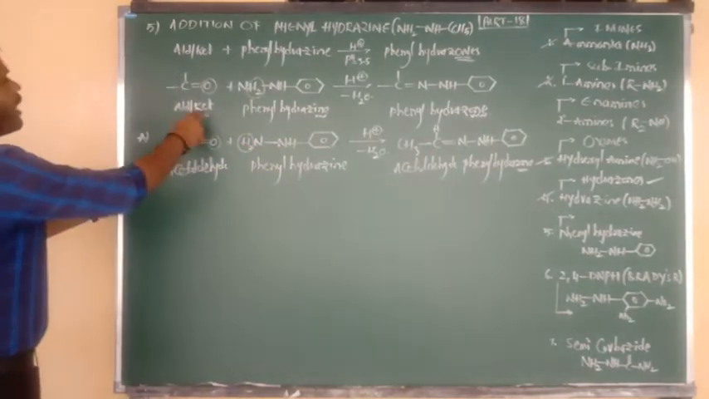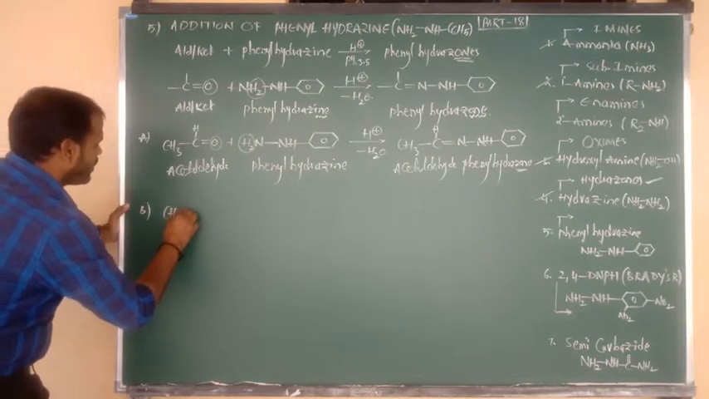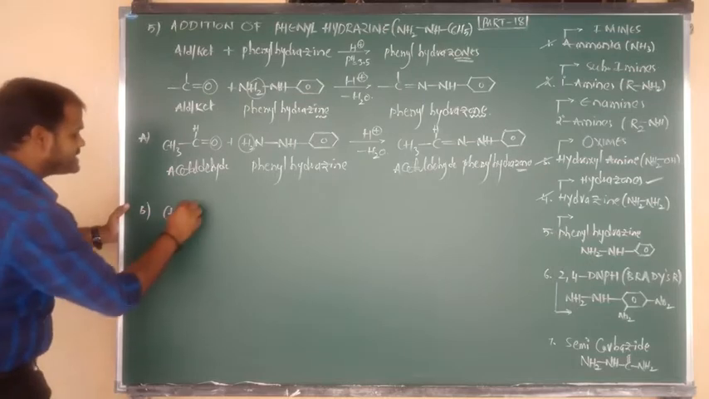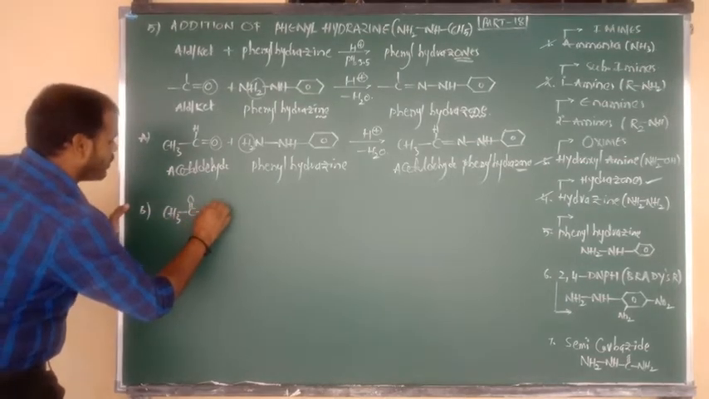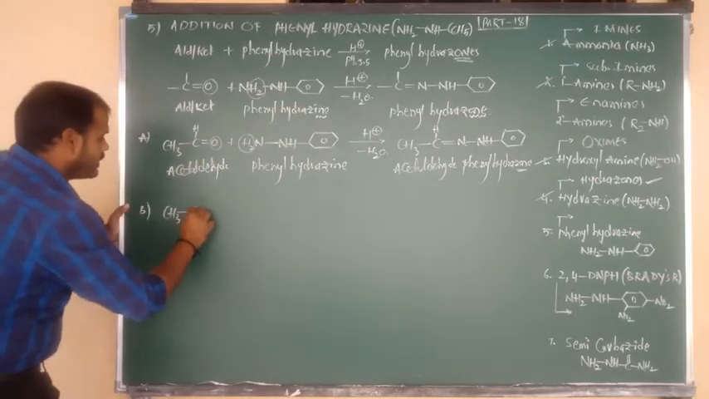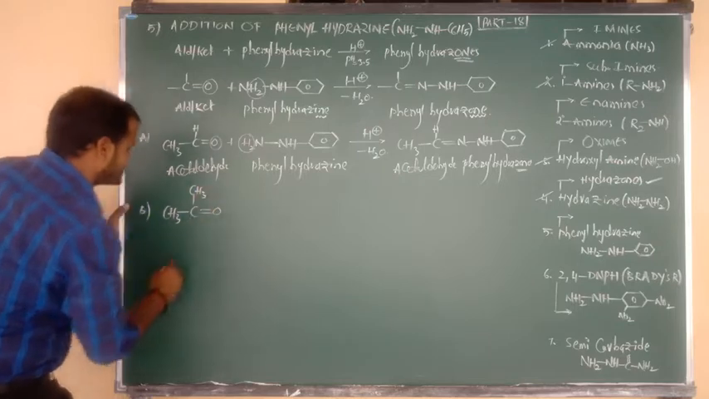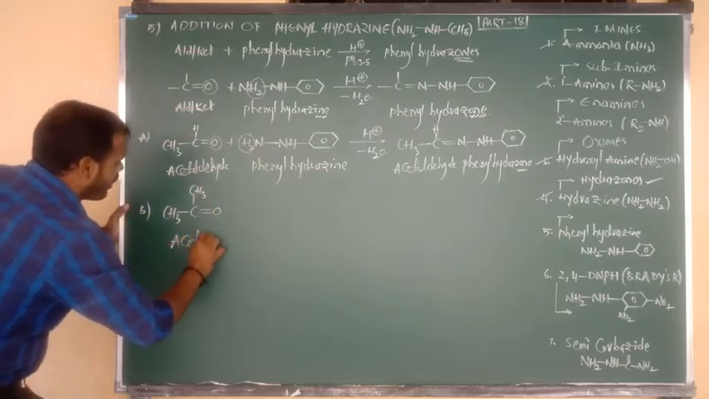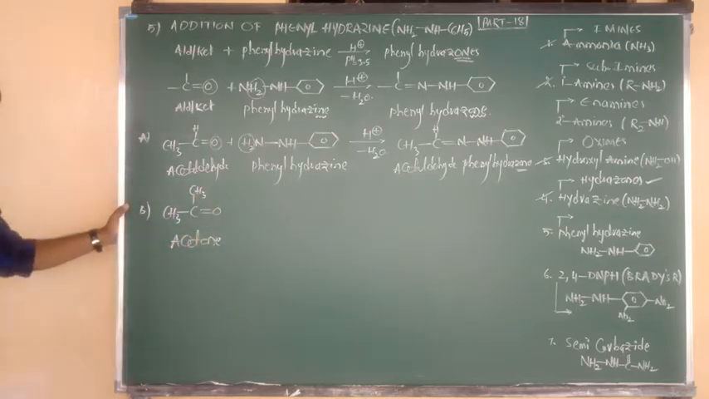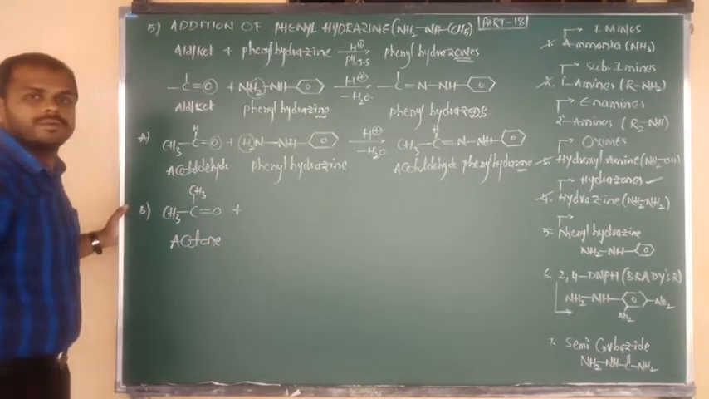And one more example I want to give you from the ketones category, that is by taking acetone. What is the formula of acetone? CH3 bonded to C double bond O, and above plane is nothing but CH3. So what is the name of this compound? This is nothing but what, beta? Acetone. So acetone upon addition with phenyl hydrazine.